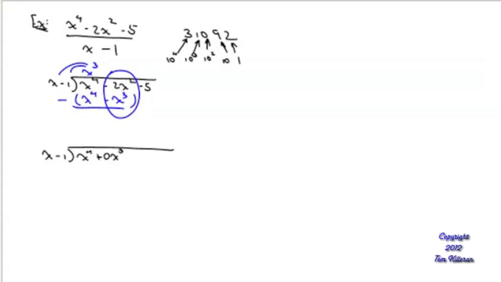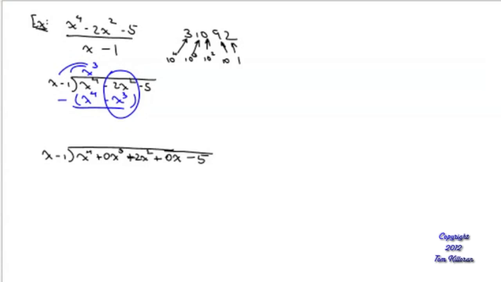And 0 times x to the third is nothing, and nothing plus nothing is whatever you added up to begin with. Minus 2x squared, minus 0x. I don't have an x there, so I need to put it in. And then finally, minus 5.